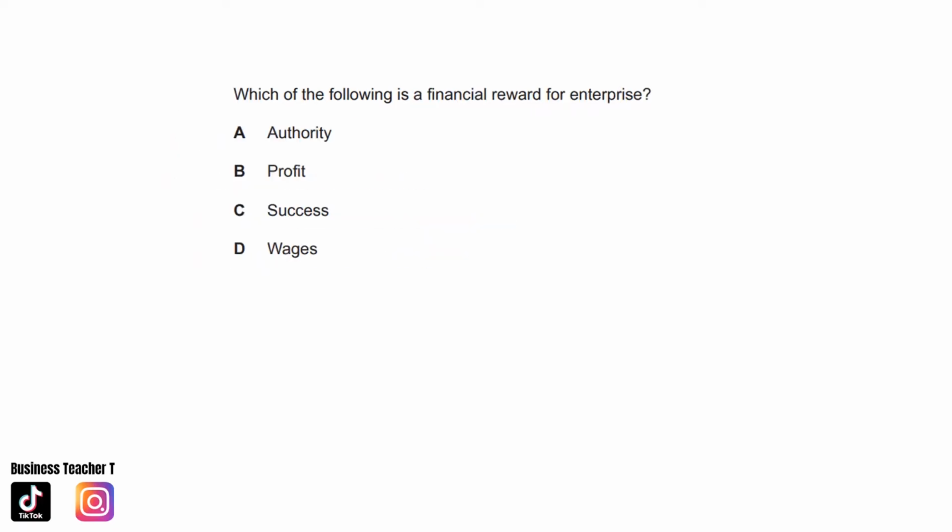Which of the following is a financial reward for enterprise? A, authority, B, profit, C, success, or D, wages? And the answer is B, profit.